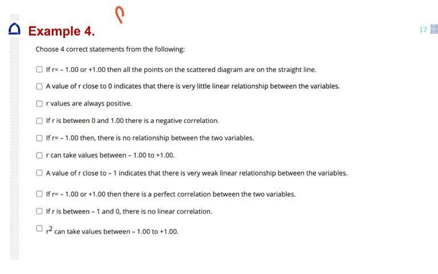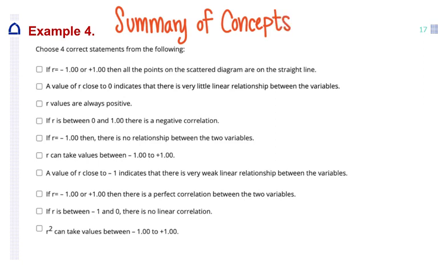Okay, this last slide is really a summary of a lot of the concepts from this whole video. So hopefully we can get them right. It says only 4 of these many sentences below are true. So we'll go through them one by one and see which ones are true and which ones are not. So if R is equal to -1 or 1, then all the points on the scatter diagram are a straight line. That is true. That's called a perfect linear correlation, and that is when they are all in a straight line going up or all in a straight line going down.